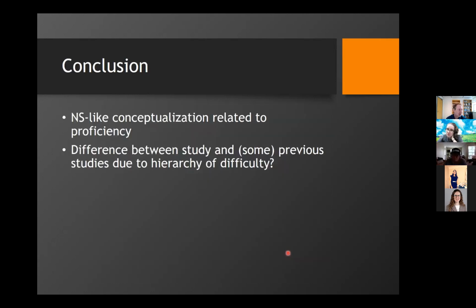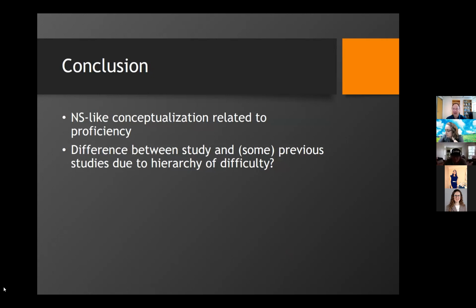So our conclusion basically is that conceptualization, at least in this study, seemed to be very much conditioned by proficiency, with the obvious direction I mentioned before. The more proficient learners tended to be more like native speakers in their conceptualization of the English word narrow. Now, this isn't consistent with all studies in the past.